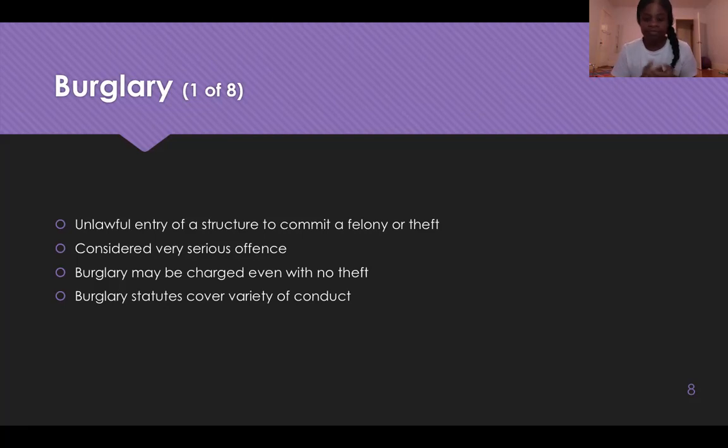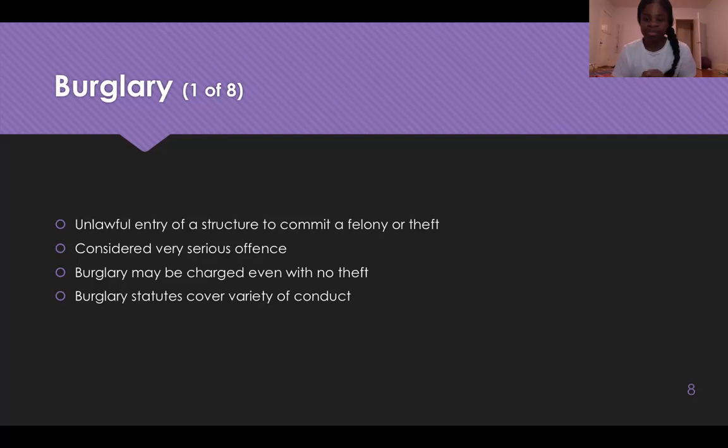It is considered a very serious offense because of the importance attached to the sanctity of the home. Residential burglary is one of the most traumatic crimes victims can experience, generating feelings of anger and fear and a profound sense of invasion of privacy and vulnerability, in addition to financial losses that may occur.